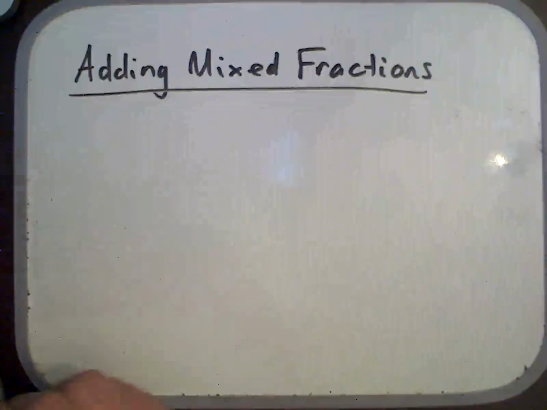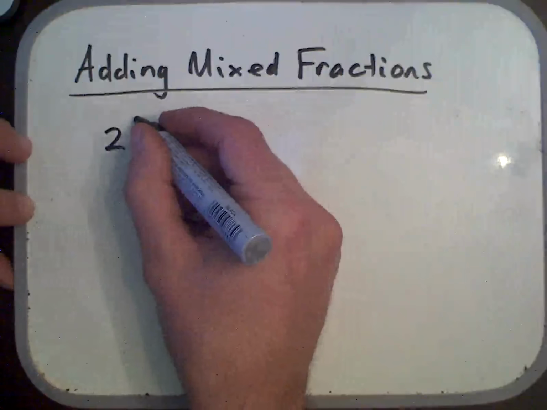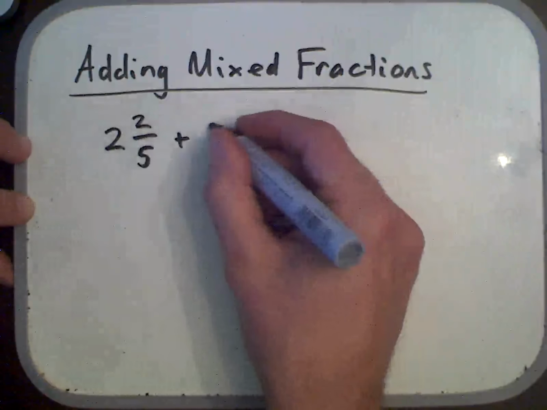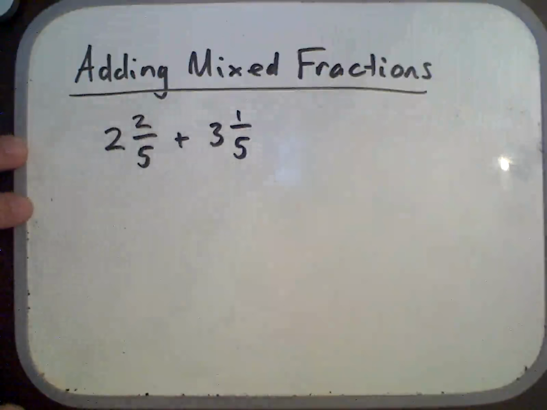Okay, we're going to look at adding mixed fractions here. So let's look at a nice simple one to start with. So let's say we take 2 and 2 fifths plus 3 and 1 fifth. Here is our strategy for adding mixed fractions.